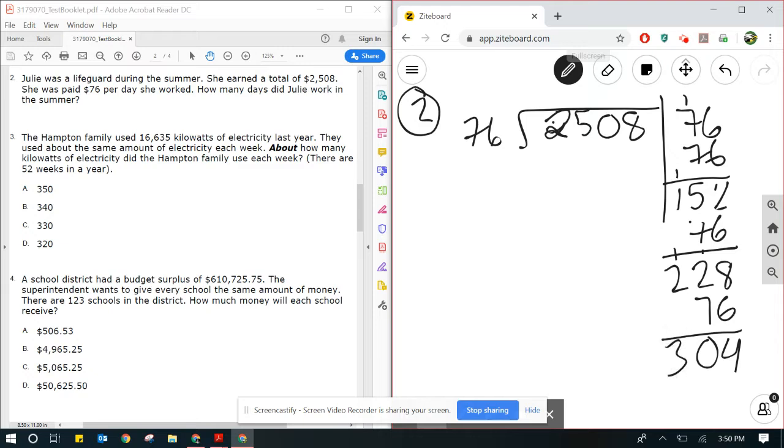304. I'm going to pause there because I have 250 here. Does 76 go into 2? No, so I put a 0. Does 76 go into 25? No, so I put a 0. Does 76 fit into 250? Yes, it does. How many times?